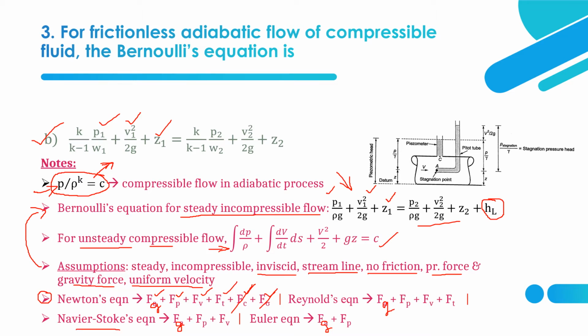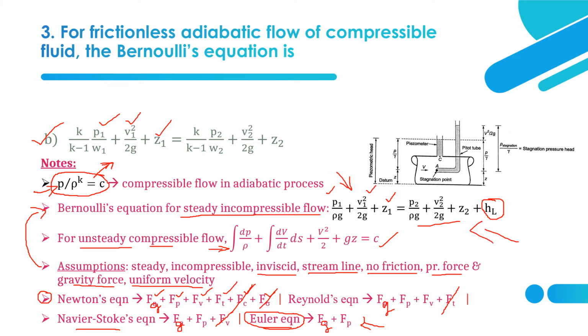In case of Navier-Stokes equation, we are also neglecting the turbulent force because we are calculating only for laminar flow conditions. So that's why Ft is also neglected. So Fg plus Fp plus Fv. And in case of Euler's equation, it shall be reduced to gravity and pressure force only because viscous force is also neglected. So this is the basic equation that is used to arrive at the Bernoulli's equation. So gravity force plus pressure force, on making some derivations from this equation, we arrive at the Bernoulli's equation.